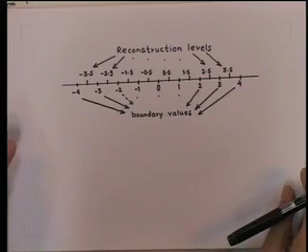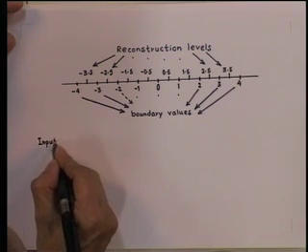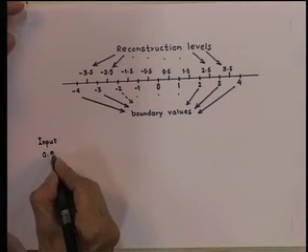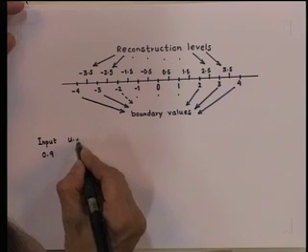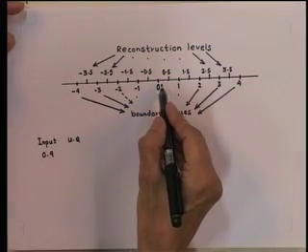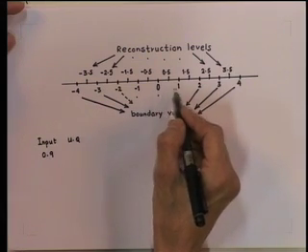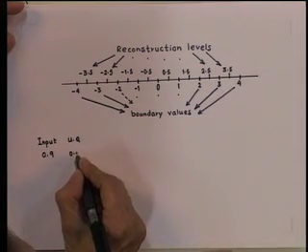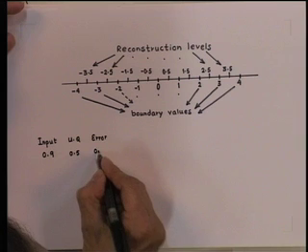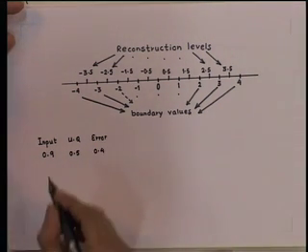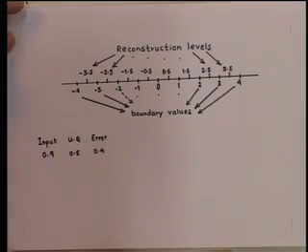So, let us say we have an input of 0.9. Now, if we directly quantize this without the compander, then the output of the uniform quantizer would be 0.5, because 0.9 lies between 0 and 1, and the error in this case would be 0.4. Now, if the same input was passed through a compander, then let us see the output.